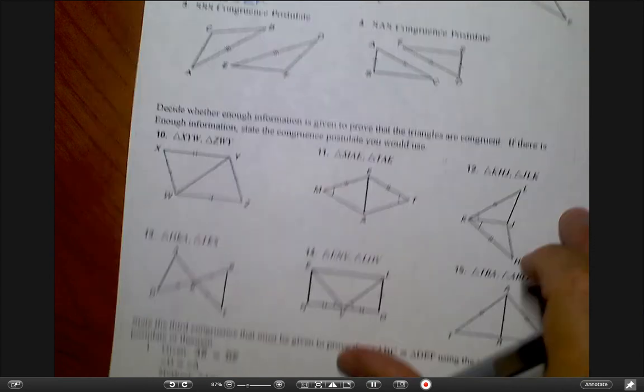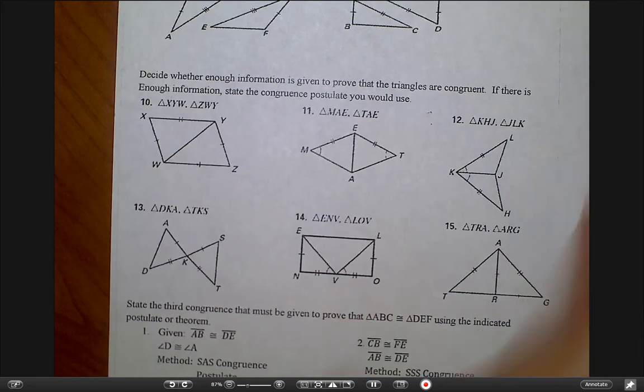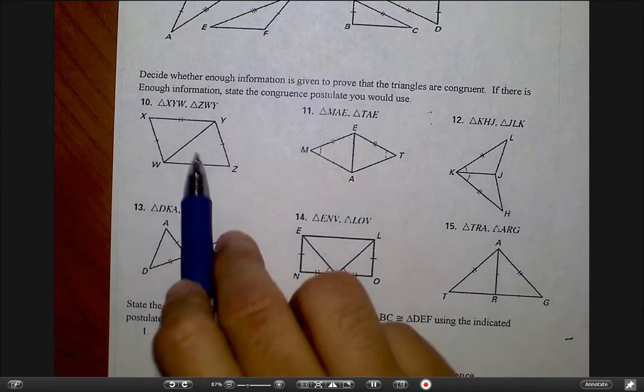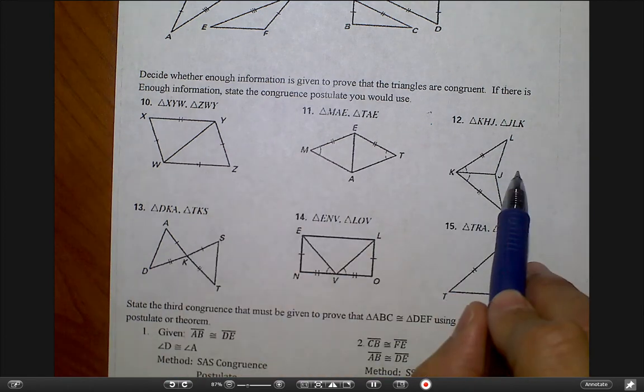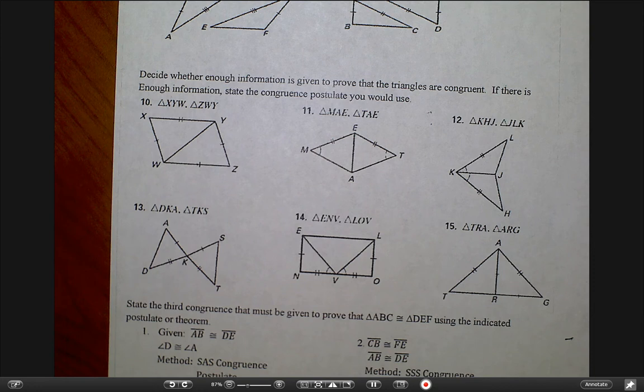Okay, and down here, now use your checklist for these ones right here. When you have your checklist for the two-column proof, the first thing you have to look for is parallel lines. Do we have parallel lines on these? No. These are not parallel, are they? What's the next thing on the checklist? Shared side?